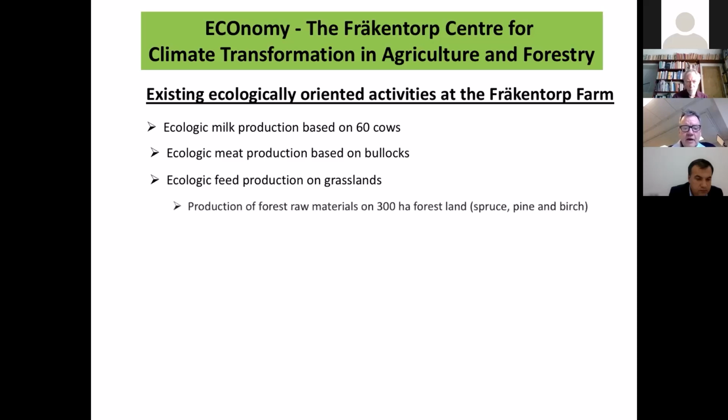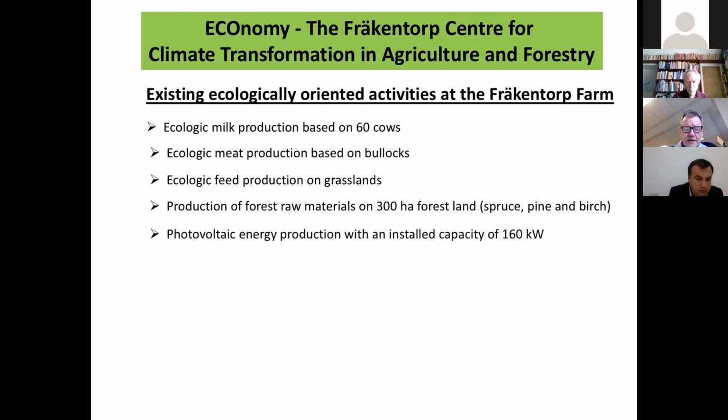And then we come to the next, production of forest raw materials. There are 300 hectares of forest land with mainly spruce, pine, and birch, which are the most common tree types in Sweden.